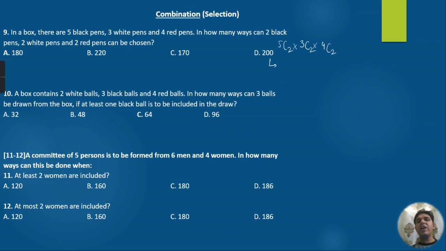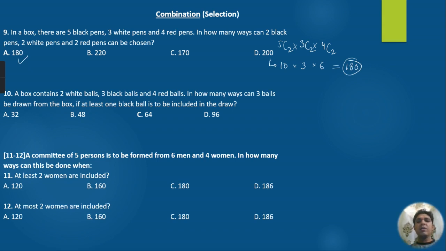If we put the value of 5C2, this will be simply 10, because 1 by factorial 2 multiplied by 5 multiplied by 4, right? Thereafter the value of this will be 3. And if I talk about 4C2, this will be 1 by factorial 2 multiplied by 4 multiplied by 3, that is 6. So students, if I multiply it, the answer of this question will be 180. So you can see the option number 1, right?